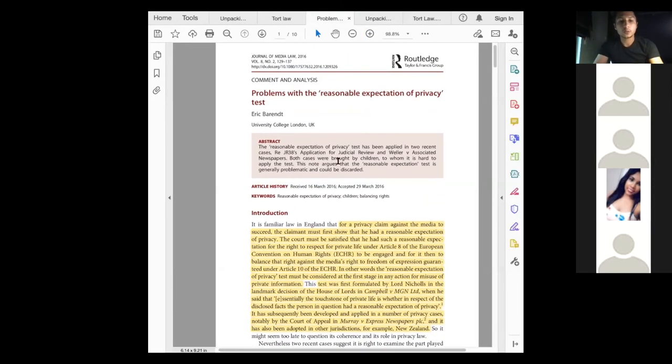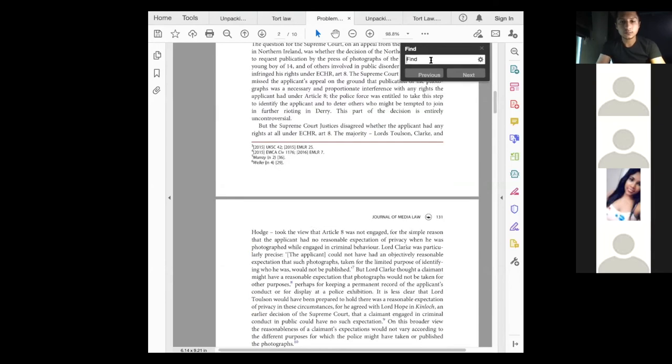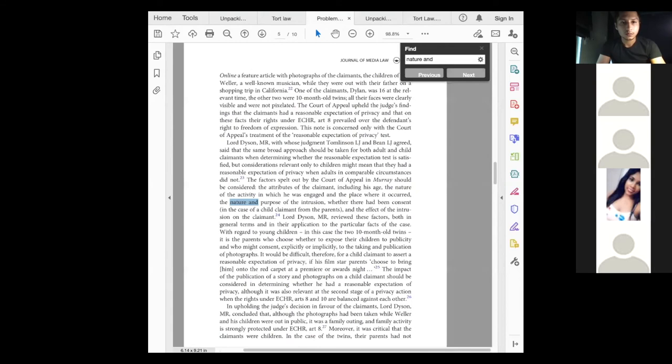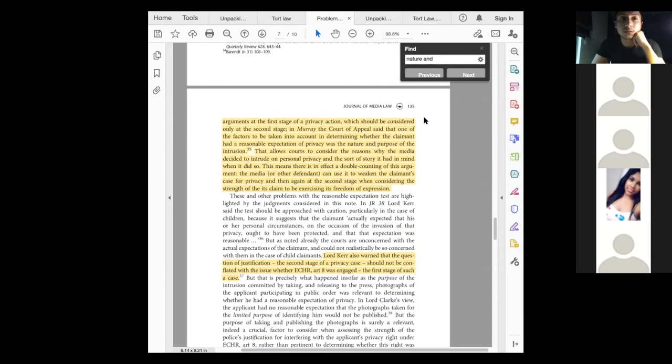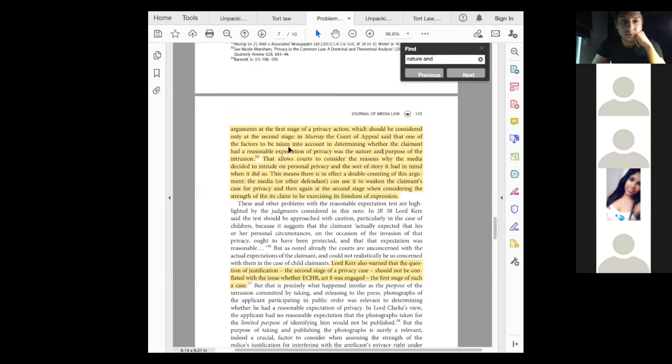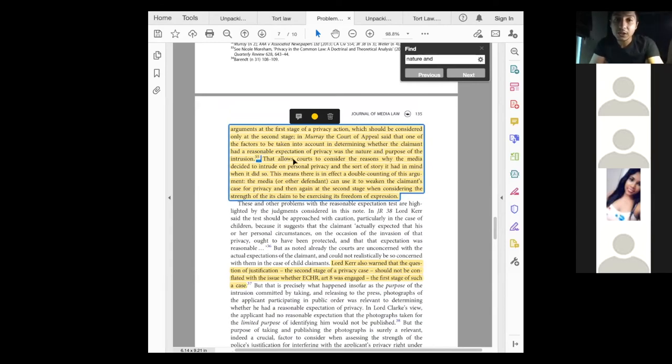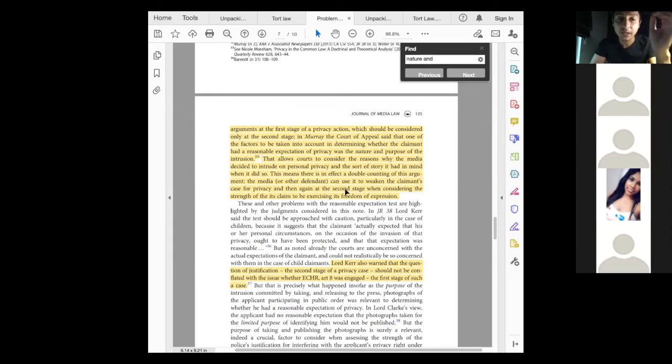This one, and where she refers that other authors criticize it, and here is that one. In Murray, the Court of Appeal said that one of the factors to be taken into account in determining whether the claimant had a reasonable expectation of privacy was the nature and purpose of the intrusion. That allows courts to consider the reasons why the media decided to intrude on personal privacy and the sort of story it had in mind when it did so. This means there is, in effect, a double counting of this meaning in this argument: the media or other defendant can use it to weaken the claimant's case of privacy, and then again at the second stage when considering the strength of its claims to be exercising its freedom of expression.